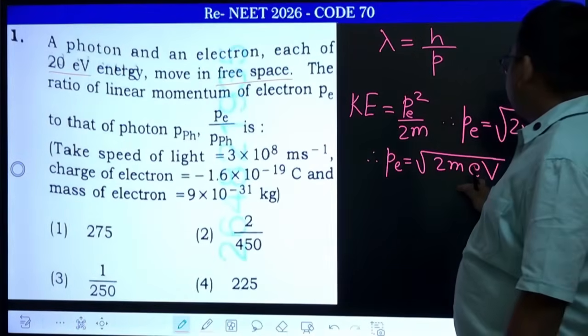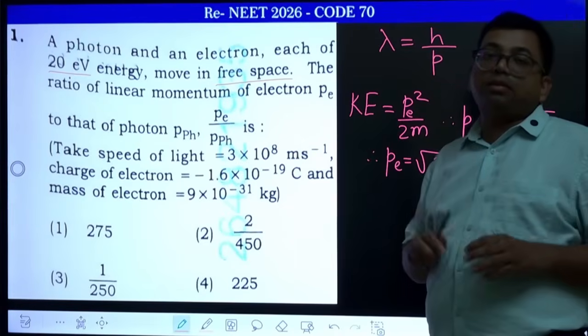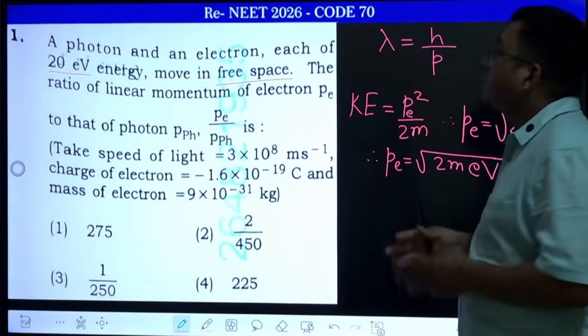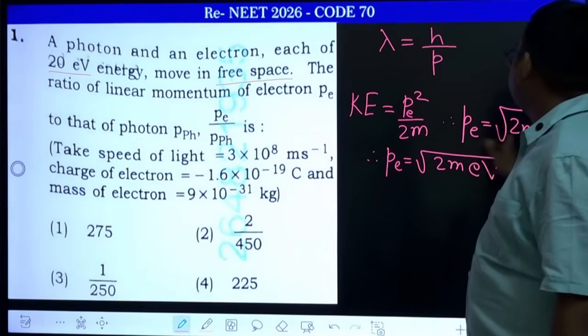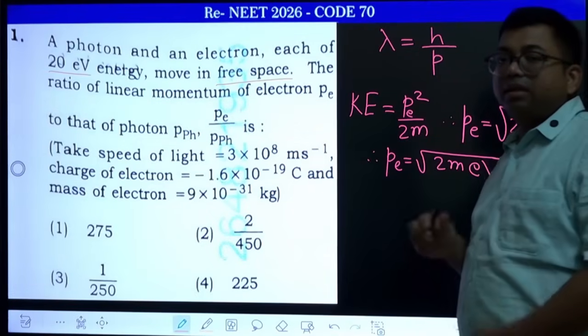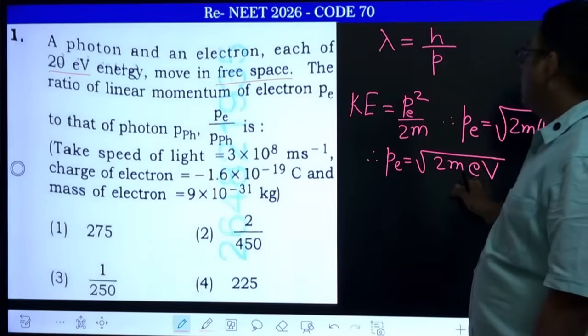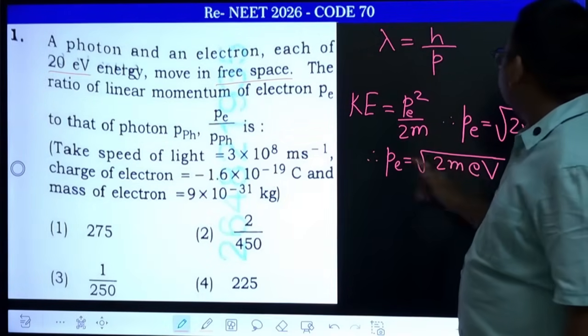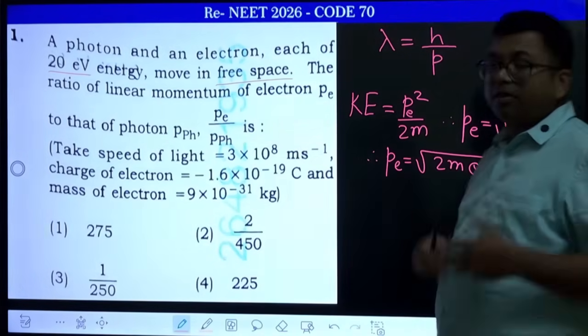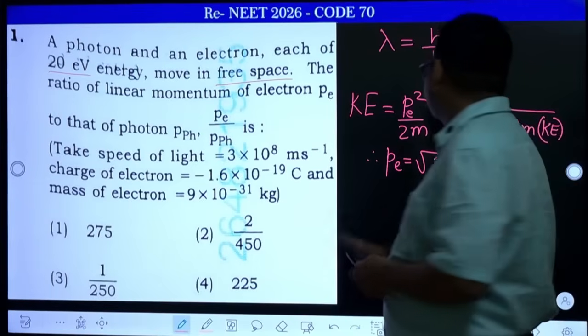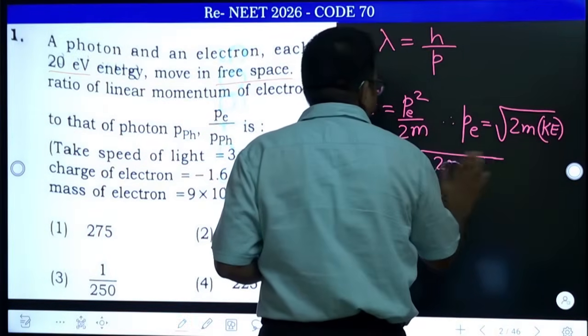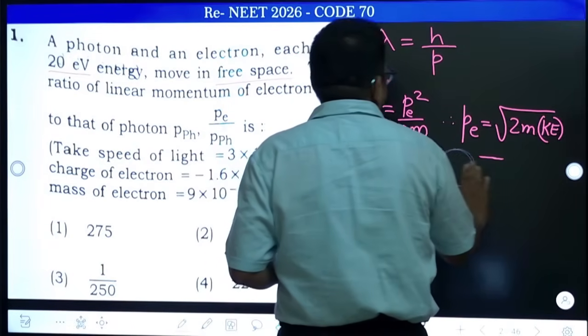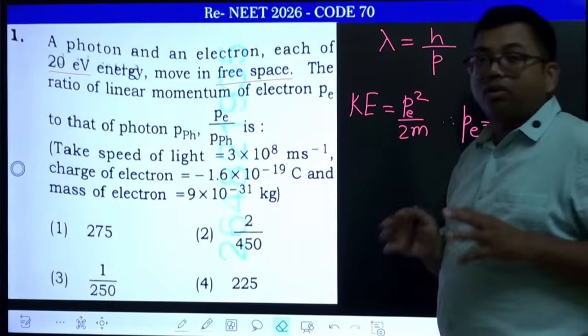And this e into V is nothing but 20 electron volt. This e into V is directly given. You can say that energy is directly given as 20, and you can directly substitute that. This is the kinetic energy they have given. If they have given the accelerating voltage, you can use it. Anyway, here you will use this equation. Kinetic energy is already given for the electron.